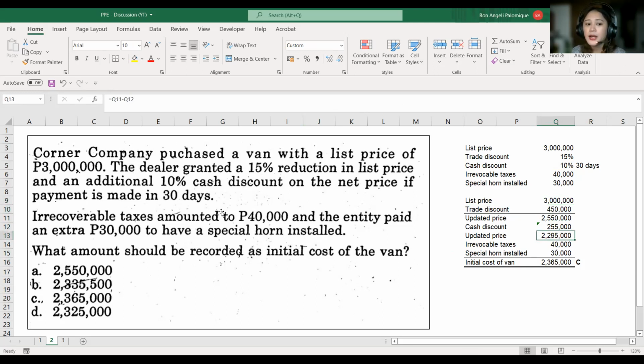Then next, ang tanong mo niyan, kasama ba yung irrevocable taxes? Irrevocable is part of our number 1 na part ng cost, which is purchase price plus non-refundable taxes. So irrevocable also means non-refundable, kaya added ng ating 40,000. Special horn. So wala kasing nabanggit na hindi ba to intended for it. So ang ating assumption will be included siya sa ating cost ng van kasi ito yung gusto nila, falls under number 2, directly attributable cost na gusto ng management. So initial cost of van will be 2365, letter C.